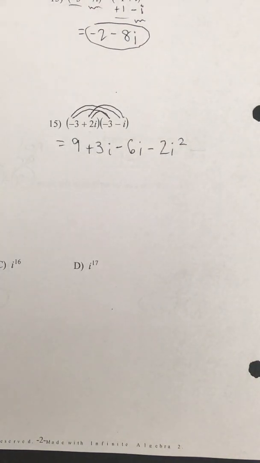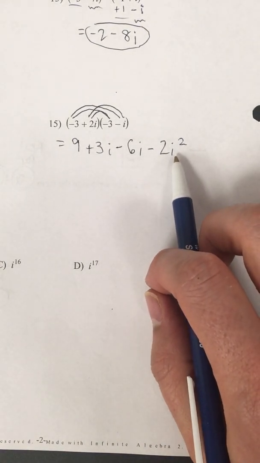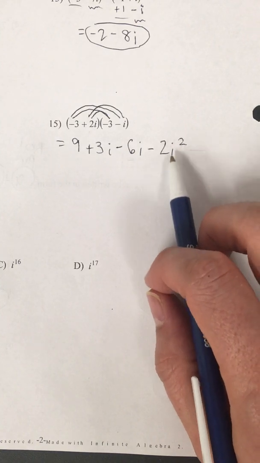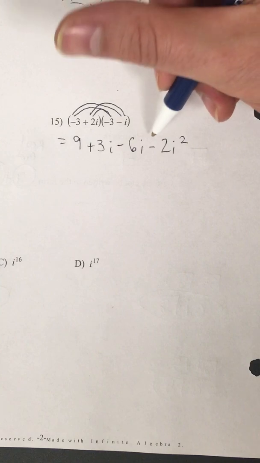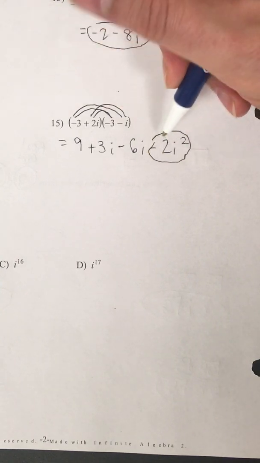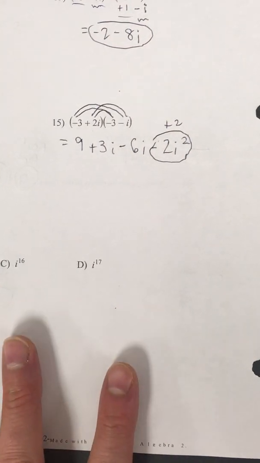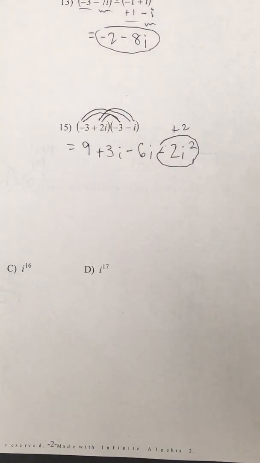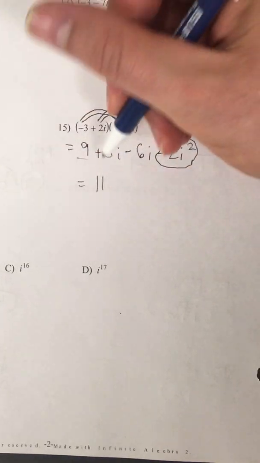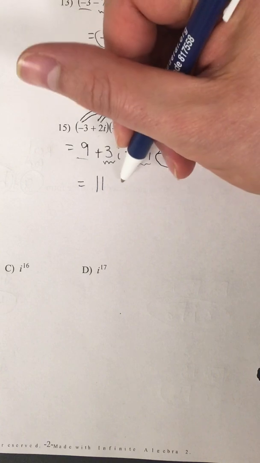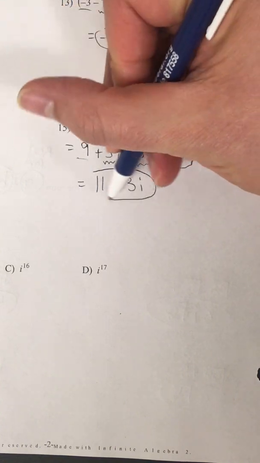Now I can combine some like terms, because first of all, I'm seeing i squared. Remember, i squared is what number? It's -1. So -2 times -1, this whole -2i squared, -2 times -1 is really a plus 2. All right, so now that I've done that, all I've got left to do is combine like terms. I have 9 plus 2, going to give me 11. And 3i minus 6i going to be minus 3i. And that's going to be my final answer.